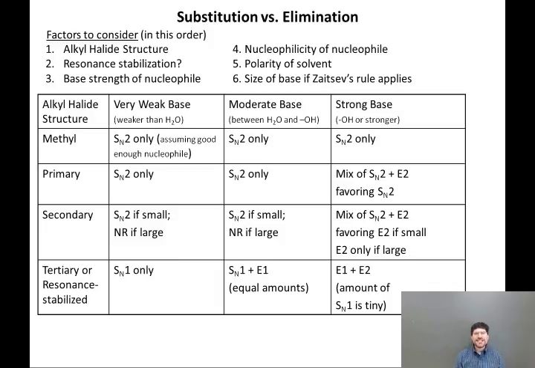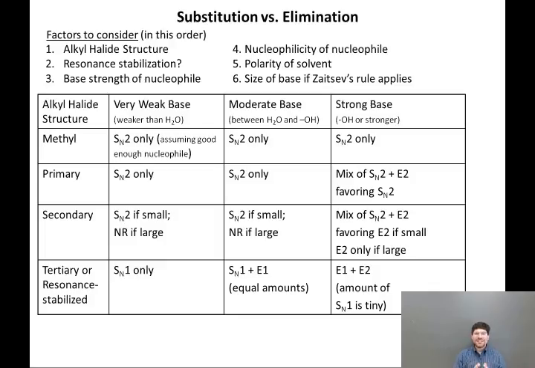So the good news is in many of these situations, you do only get one product. So for example, if your alkyl halide is methyl, you will only get substitution only by the SN2 mechanism. Obviously, methyl cannot do SN1 because the carbocation would be too unstable, but it cannot do elimination because there are no beta hydrogens. In fact, there's not even a beta carbon.